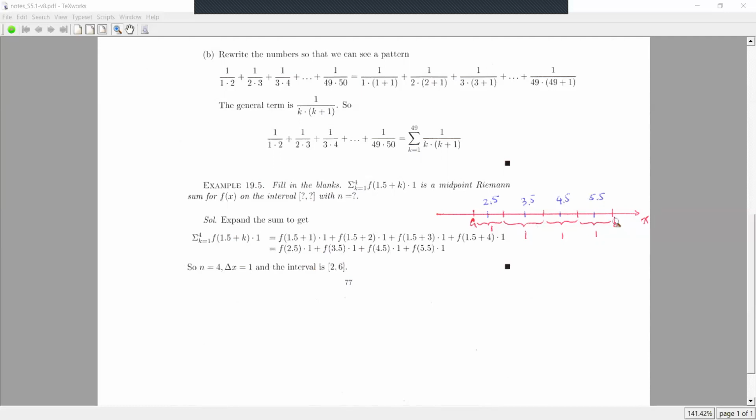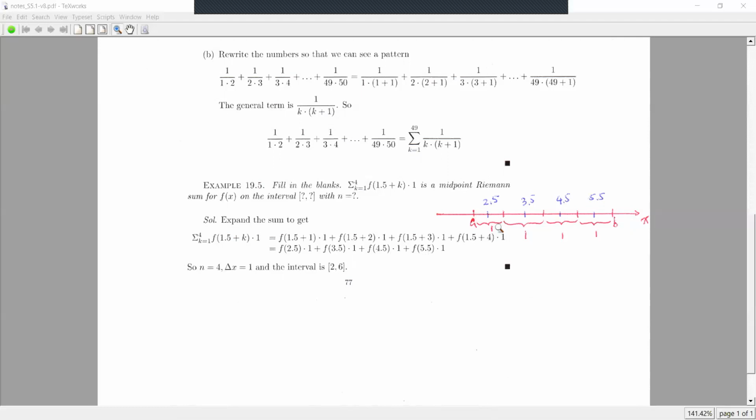So here, AB here. Now cut this interval evenly into 4 subintervals. And this sum is a midpoint Riemann sum. That means that 2.5 is the midpoint of the first subinterval. 3.5 is the midpoint of the second subinterval. The third subinterval, the midpoint is 4.5. And the last subinterval, midpoint is 5.5.